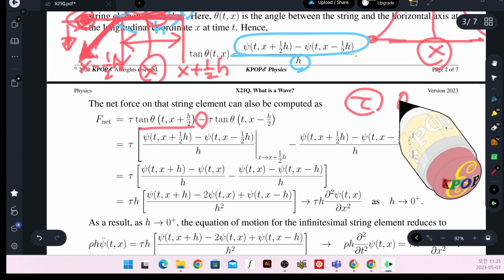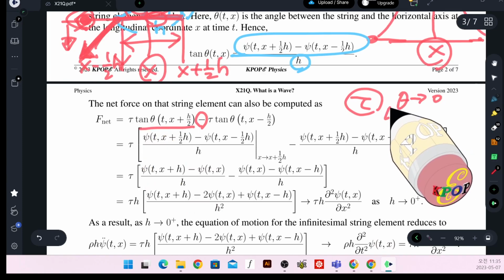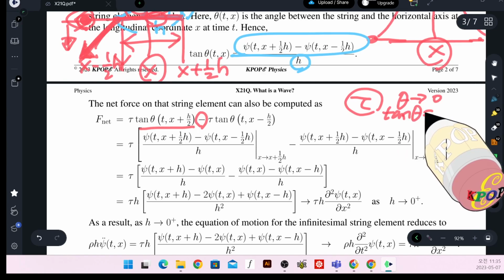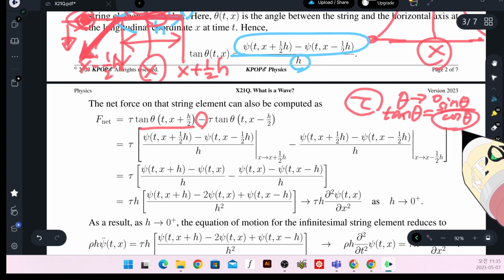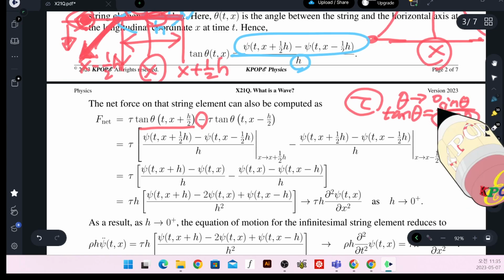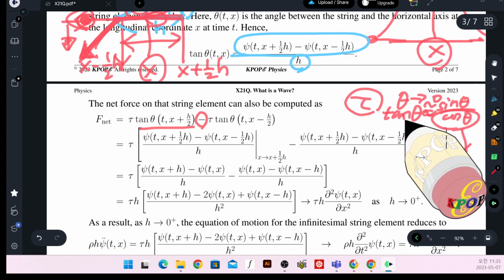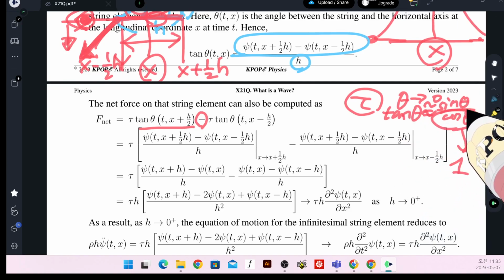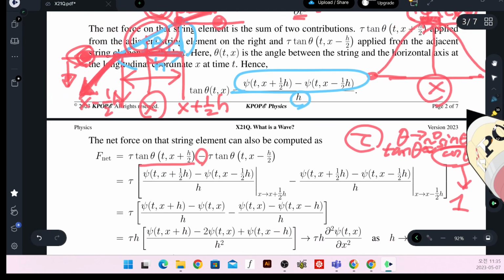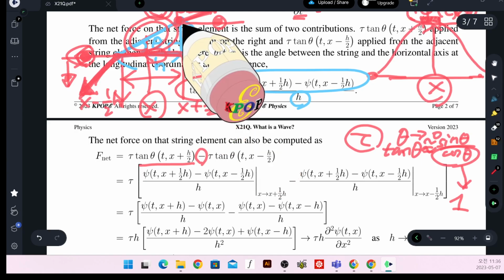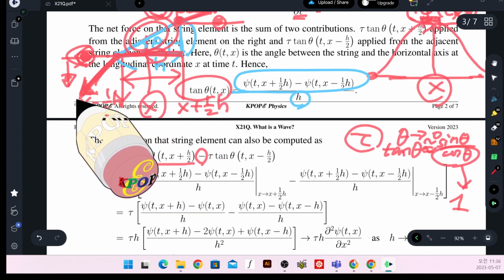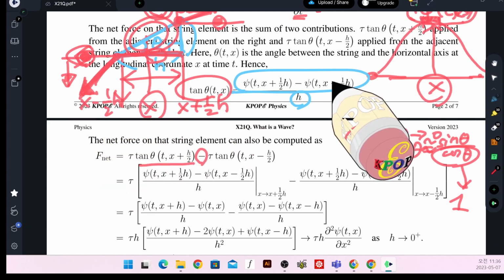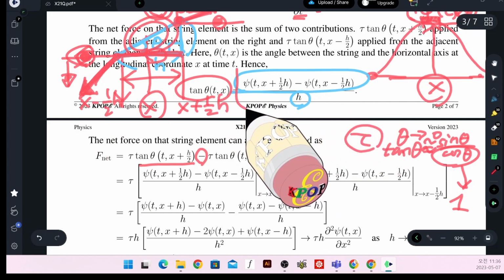In the limit as theta goes to 0, tangent theta is nothing but sine theta over cosine theta, and this cosine theta approaches 1. Therefore, we can make a good approximation that tangent theta is similar to sine theta. Anyway, the evaluation of tangent theta at x plus 1/2 h and at x minus 1/2 h can be made by using this formula.